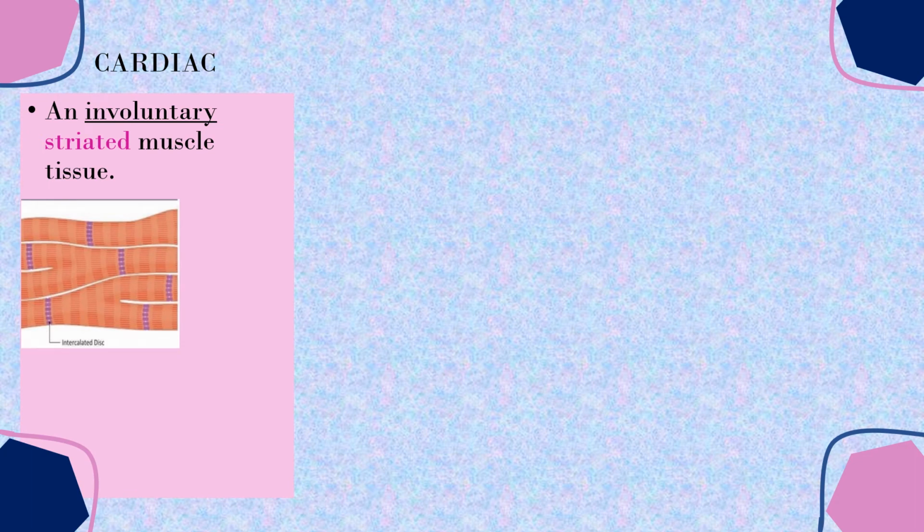Cardiac is an involuntary striated muscle tissue. It is involuntary because it is not consciously controlled; that is done by specialized cells called pacemaker cells, which control the contractions of the heart. And it has striations, and you can notice the striations here. This is because of the presence of sarcomeres that manifest as a series of bands visible along the muscle fiber, which is responsible for the striated appearance.